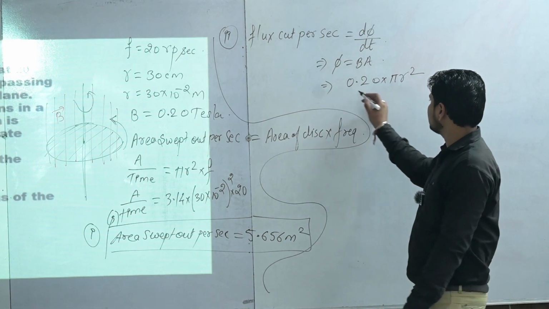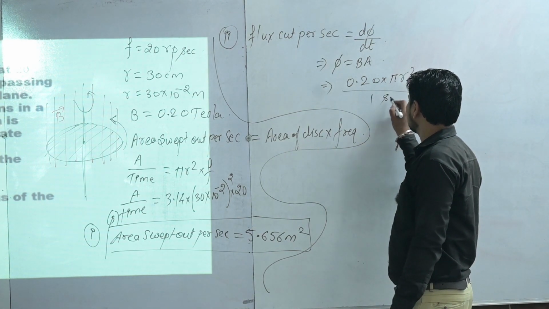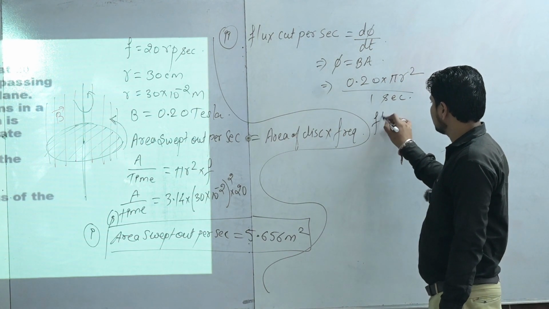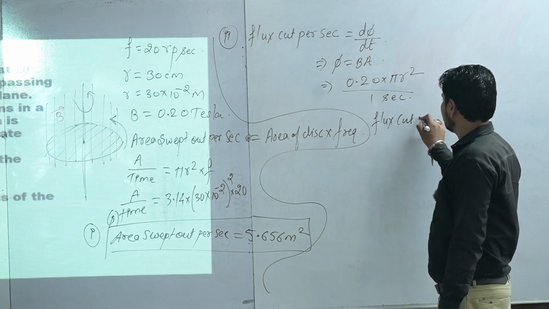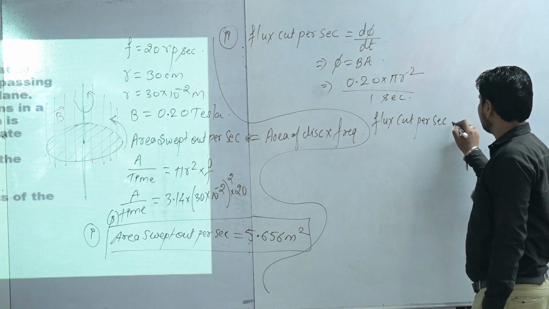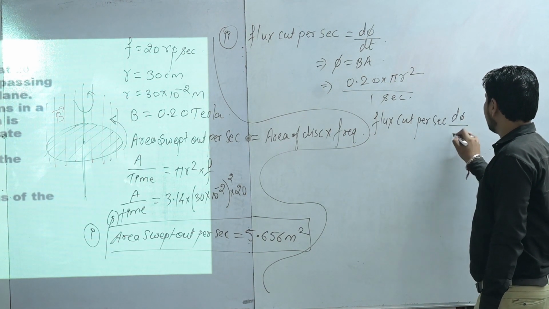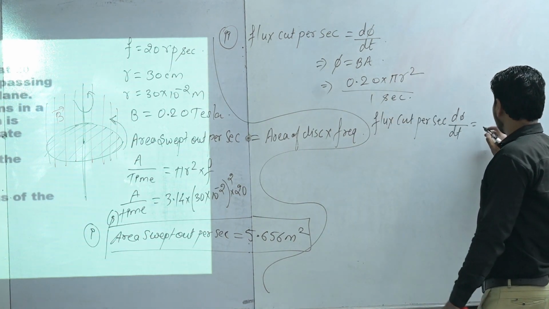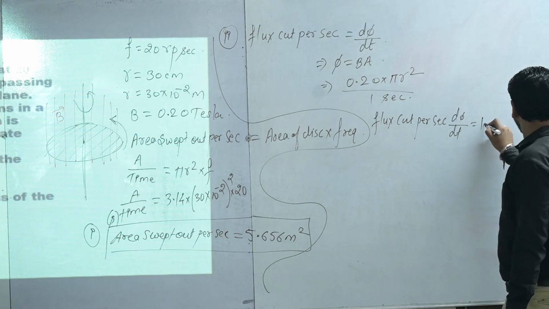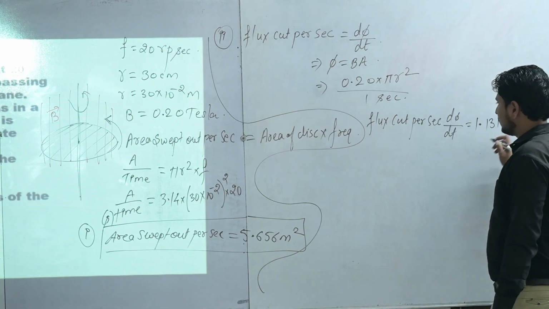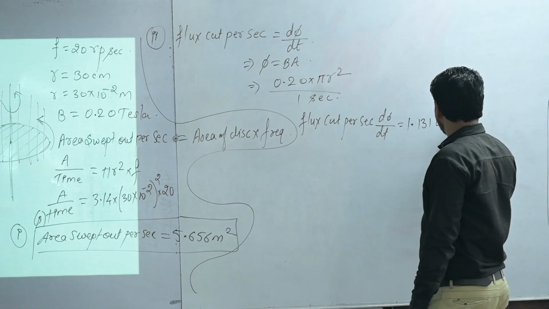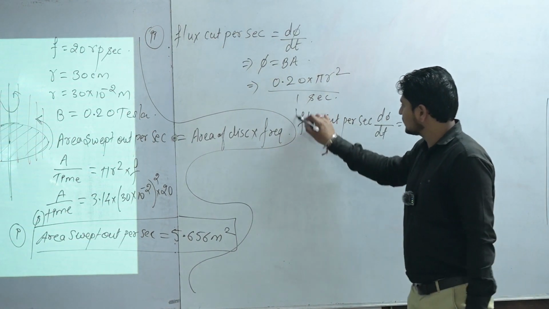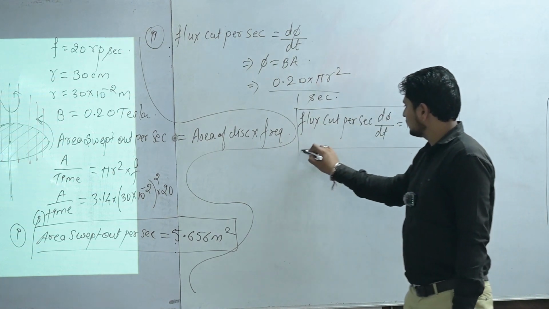We have to take it per second, so divided by 1 second. Clear? So after solving this complete term, this is the flux cut per second and it is represented by d phi by dt. After solving this complete term, we get 1.131 and this is Weber per second. So this is the flux cut per second.